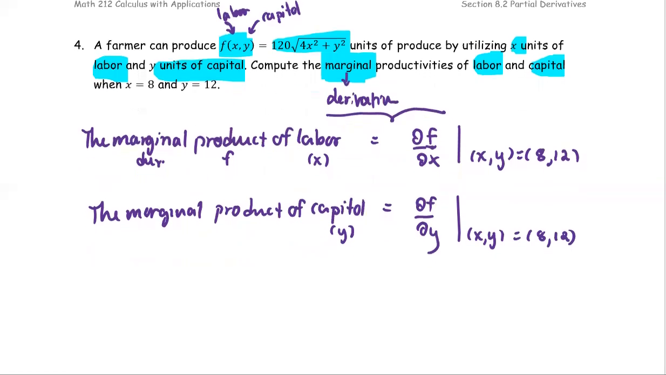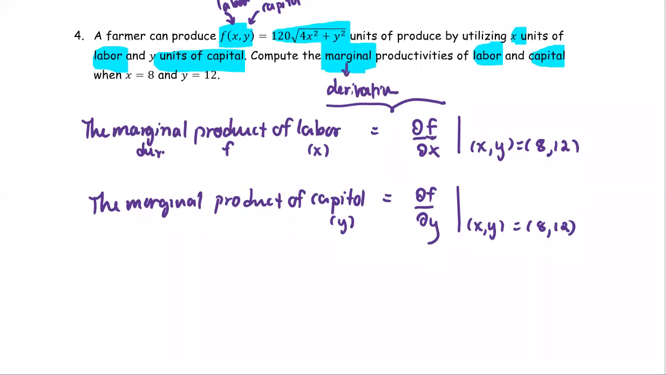Okay, the function is provided. First you're going to find the partial derivative with respect to x and then with respect to y. The second step, you're going to replace x by 8 and y by 12 in each partial derivative. Are you guys okay with the way to interpret the question? I think so. Okay, that's good.